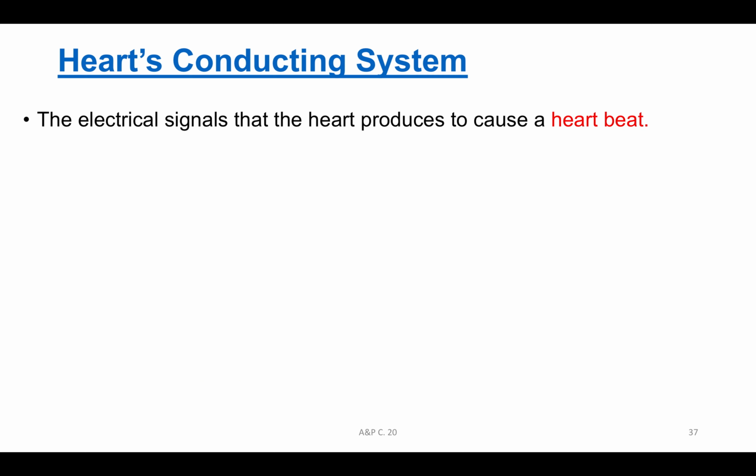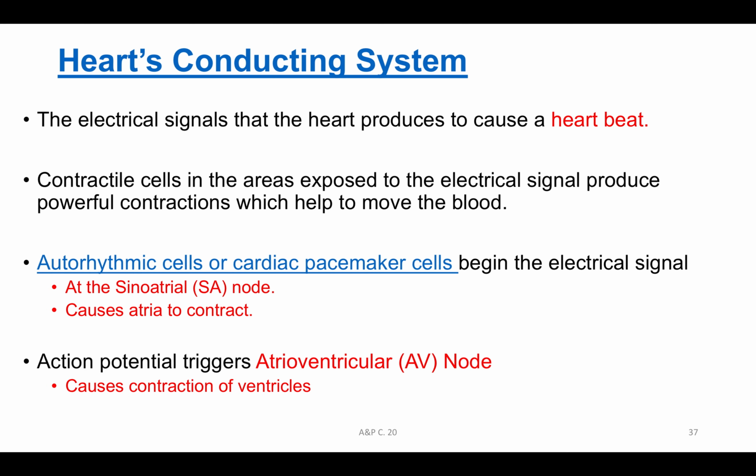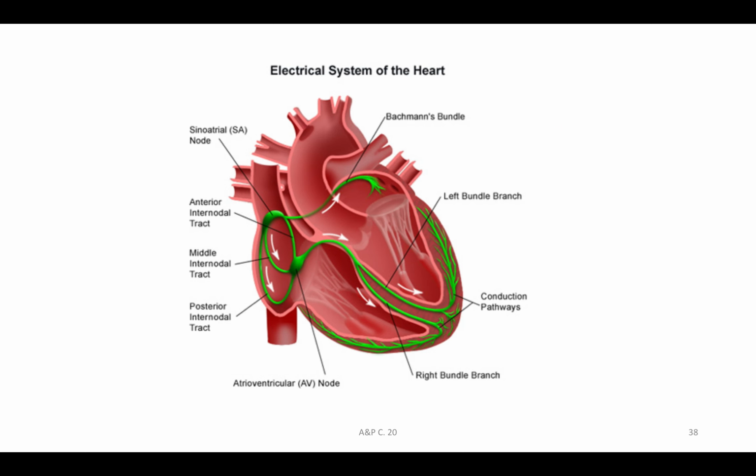And then we got into our heart's conducting system, how electrical signals cause your heart to beat. Your cardiac muscle cells contract, and how they do that is they receive an electrical signal that stimulates them to contract. You have your pacemaker of your heart, which is where everything begins, your sinoatrial node, or your SA node. That SA node is going to start everything off, causing your atria to contract and sending the signal down your heart to your AV node, which will eventually cause the contraction of the ventricles.